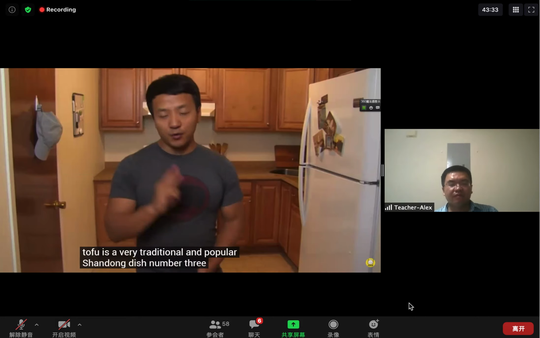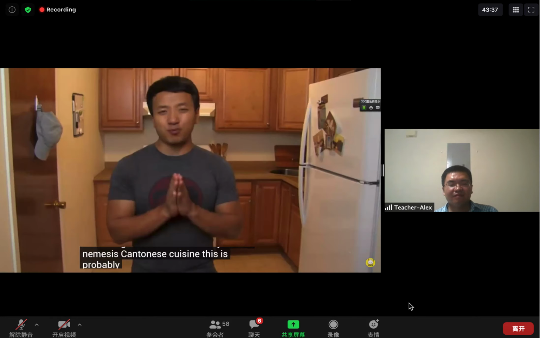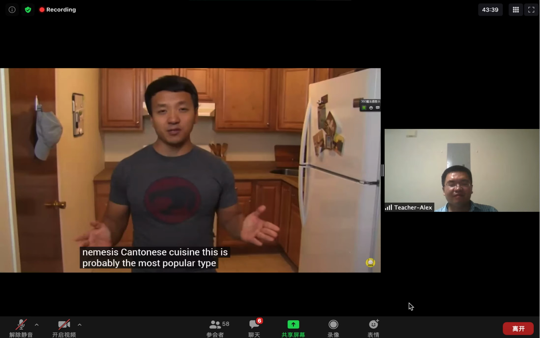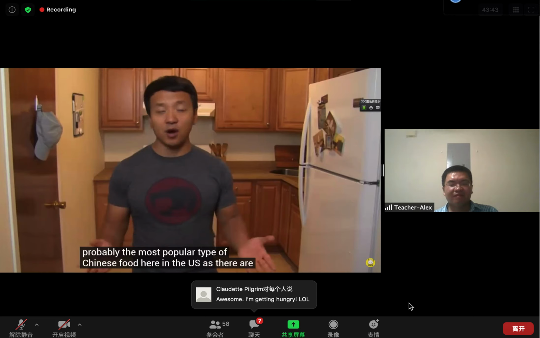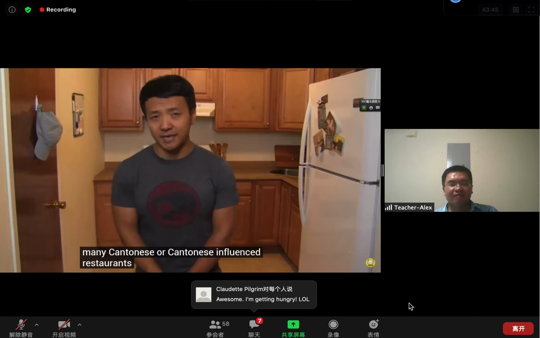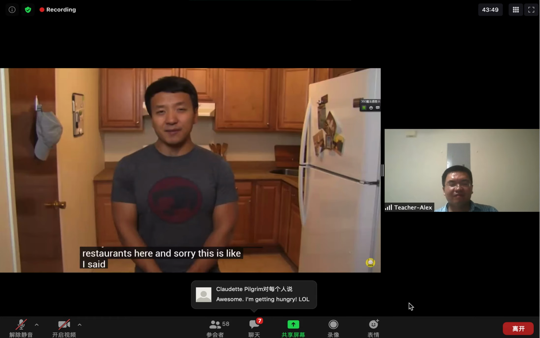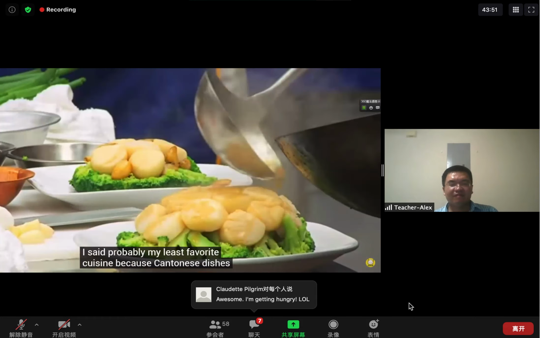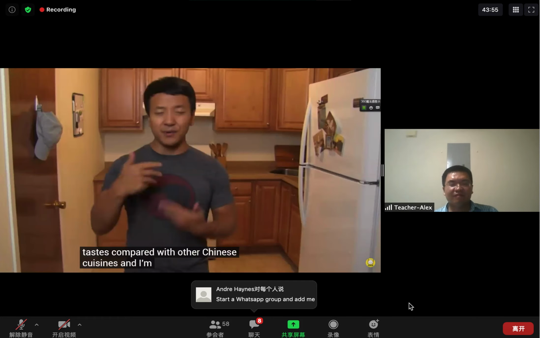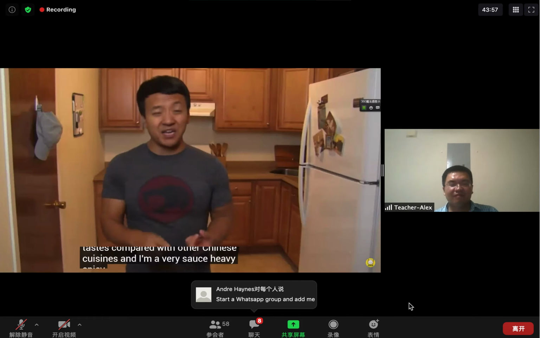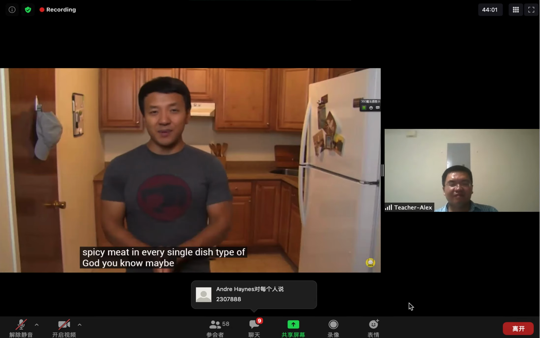Number three, my sort of nemesis, Cantonese cuisine. This is probably the most popular type of Chinese food as there are many Cantonese-born, Cantonese-influenced restaurants here. And sorry, this is, like I said, probably my least favorite cuisine, because Cantonese dishes have the lightest taste compared with other Chinese cuisines, and I'm a very sauce-heavy, spicy, eat-it-every-single-dish type of guy. You know, maybe I should put a t-shirt that says that.